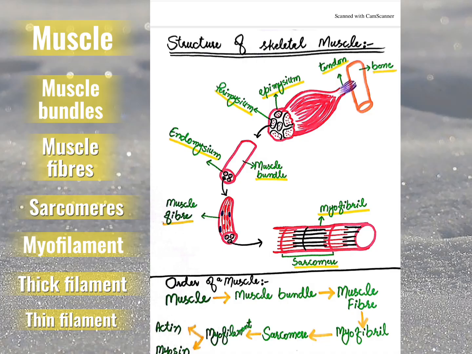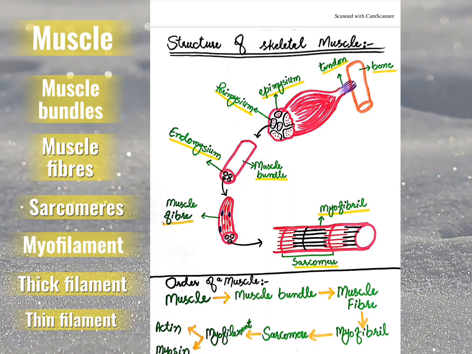Okay, now one more thing: the epimysium, perimysium and endomysium terminologies are not part of your A-level syllabus. This is just for your knowledge and understanding. So you can see the muscle bundles are present in this structure. Now we are just taking one muscle bundle from these muscle bundles.